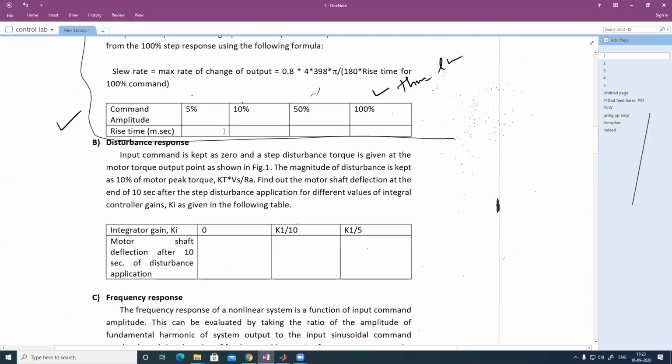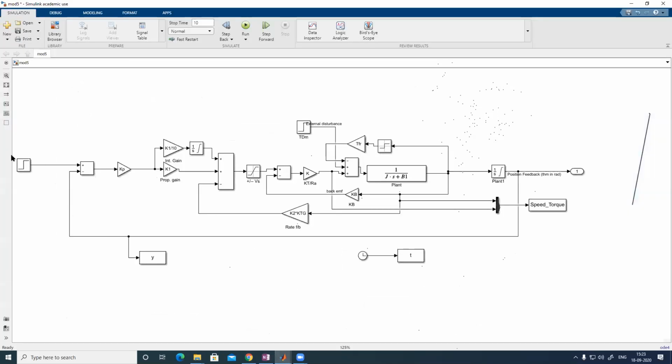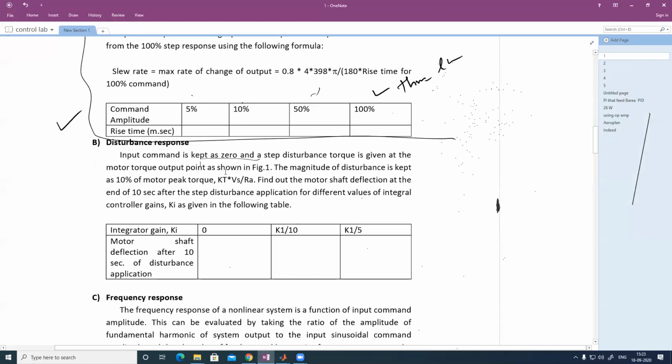The second one is disturbance response. In disturbance response, the input command amplitude is kept as 0. So you have to keep this input command amplitude 0. Earlier this disturbance was 0 and you were taking the step response. Now this input is kept as 0, and the magnitude of disturbance is kept at 10% of maximum peak torque.